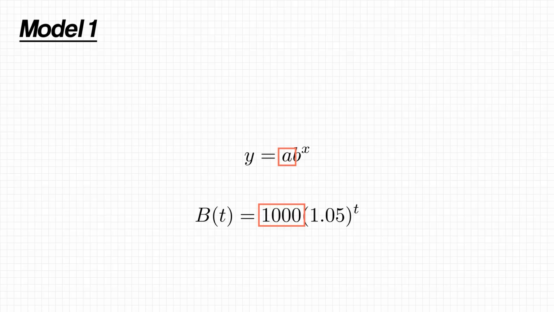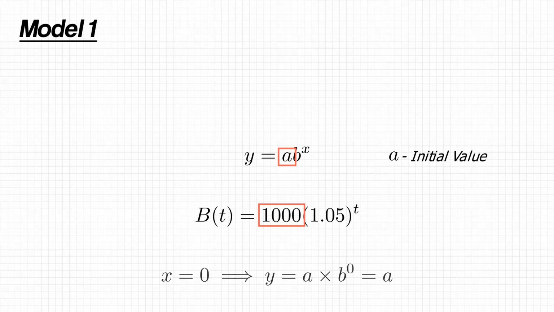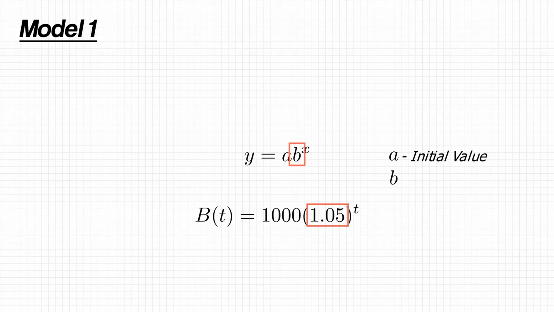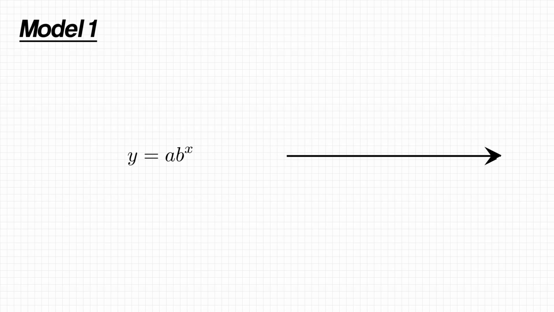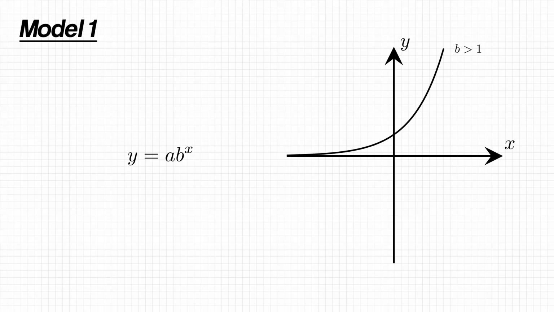Comparing the two shows that a is the initial value. We can check this algebraically by setting x to 0 and calculating that y would be just a. We can also see from the comparison that b is the proportional change in y per unit change in x. Plotting y against x produces an increasing curve when b is greater than 1, and a decreasing curve when b is between 0 and 1.